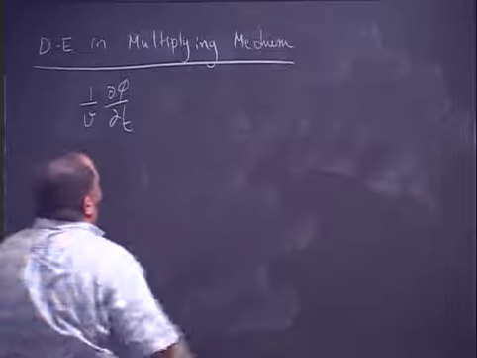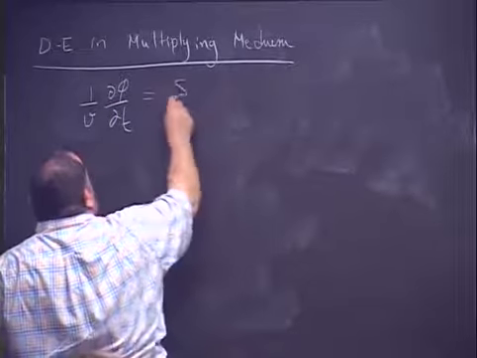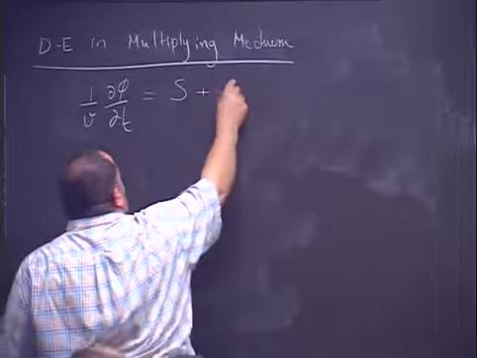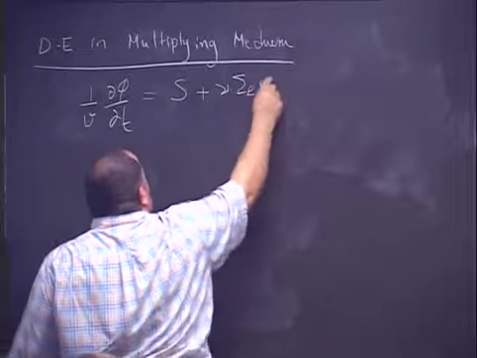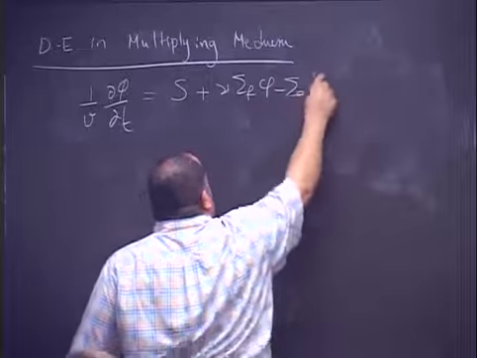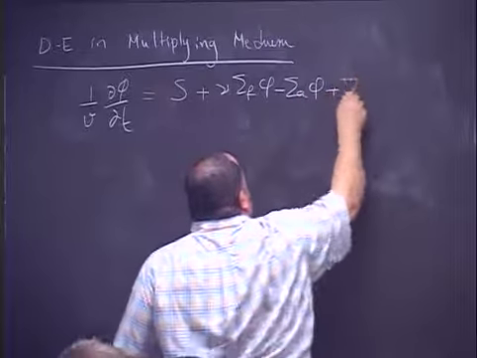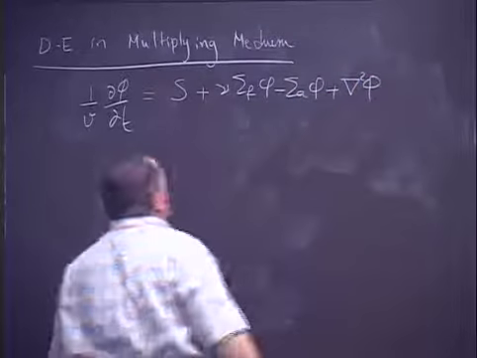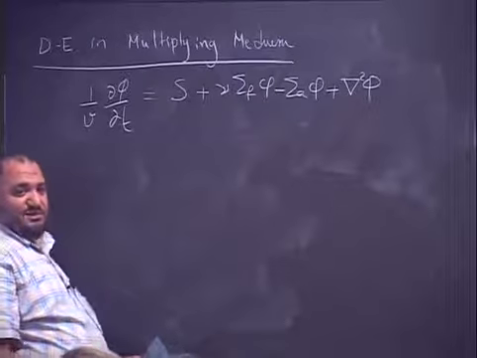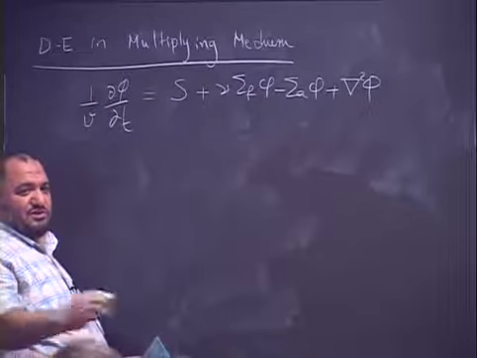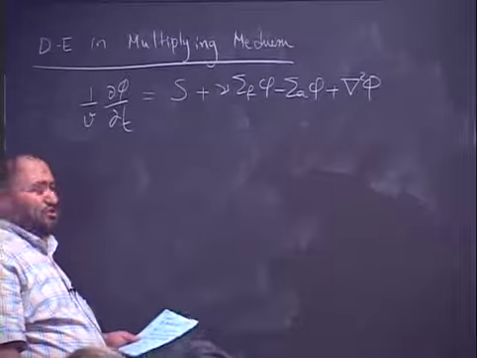So this is the time-dependent term. We have a source term plus nu sigma fission term minus sigma absorption term plus nabla squared phi term. Yes, guys, this is the diffusion equation. Sources and sinks equal the time rate of change.